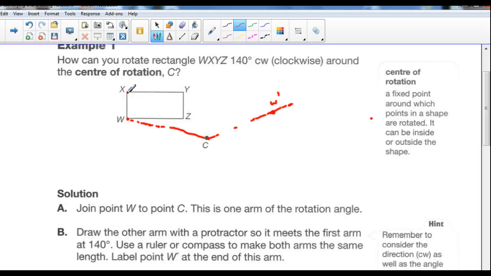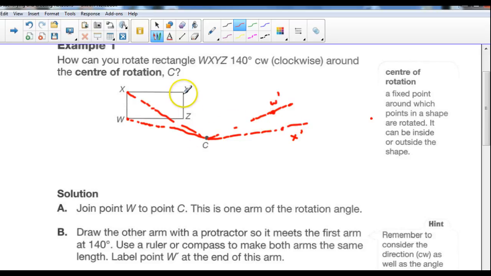So you take a ruler, connect X to C right here. Okay. And then what you're going to do is you're going to make it 140 degrees. And so 140 degrees is going to be somewhere around here. And then you take this measurement from here to here and make the same measurement along there. And then that's going to be your X prime.